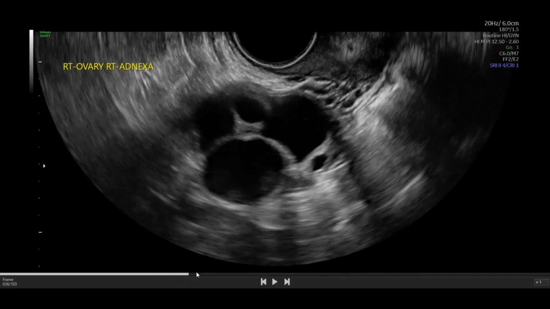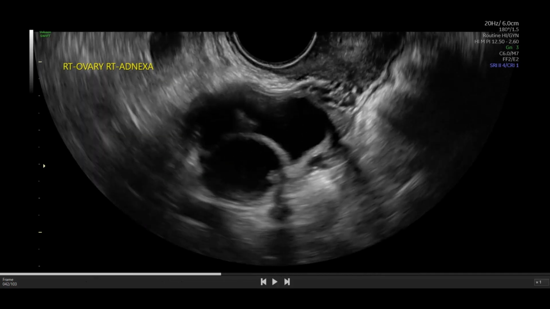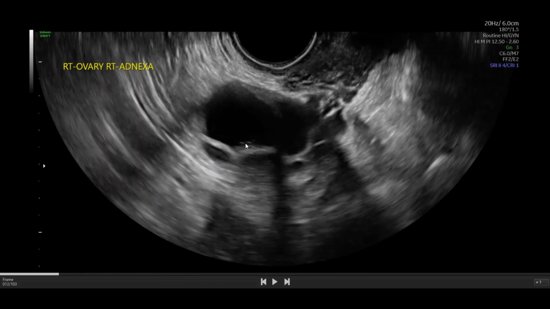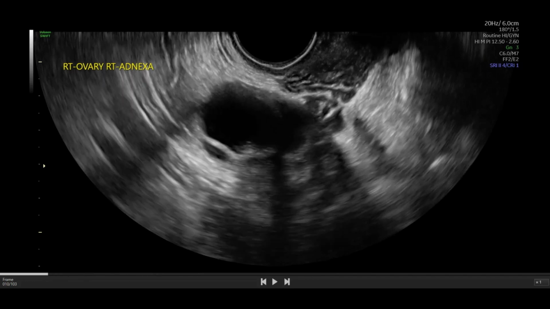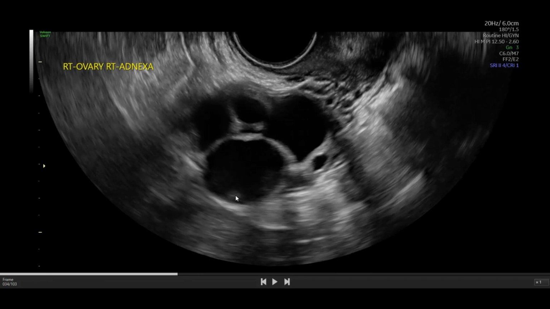So as I'm scanning through this, not a whole lot is jumping out at me in terms of the contents, primarily anechoic, really. Maybe there's something going on here, almost a little bit in the same way as what we saw on the other side, some hyperechogenicity, and then maybe something down here, but not so good. So let's keep going through.